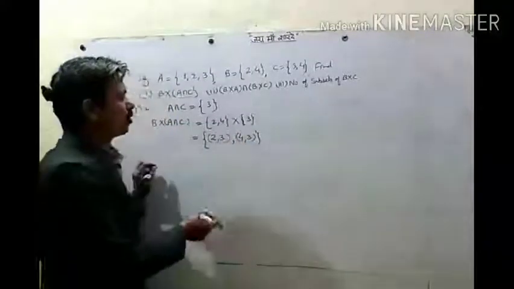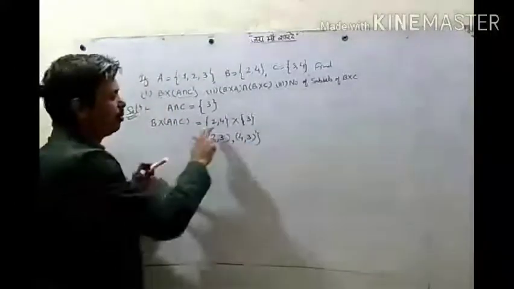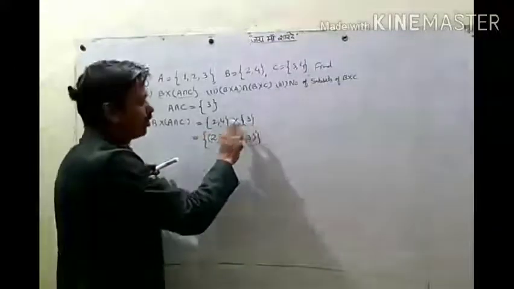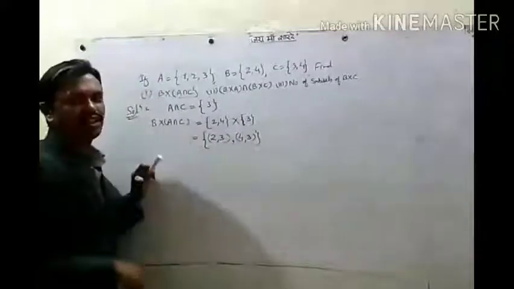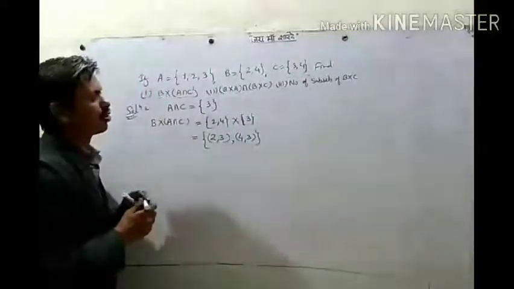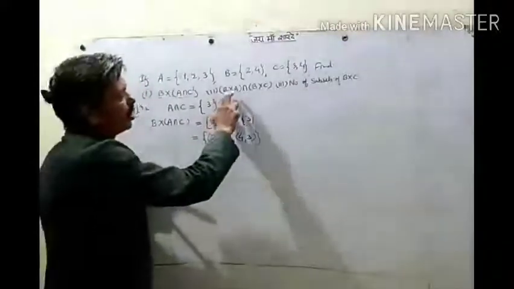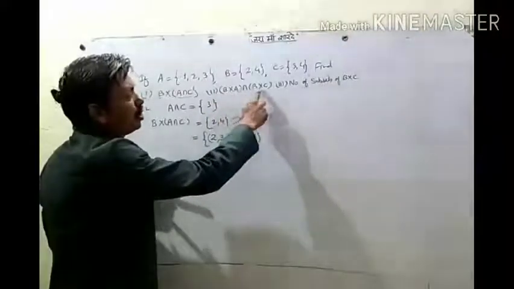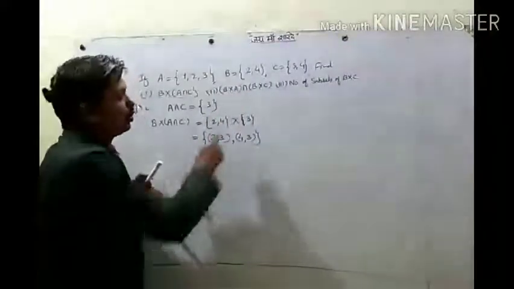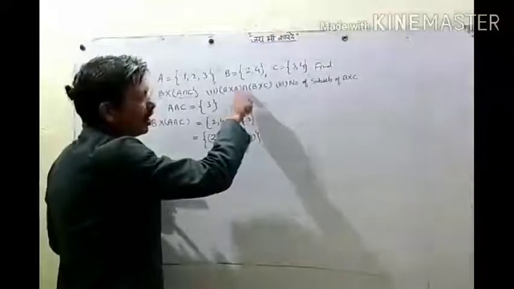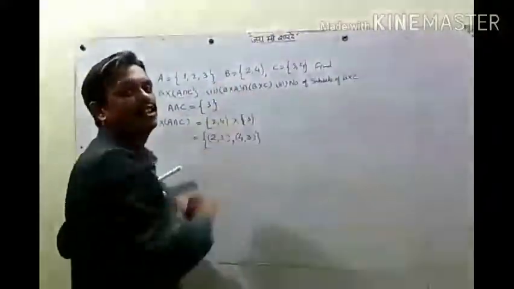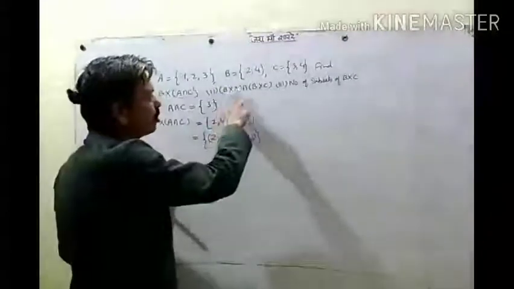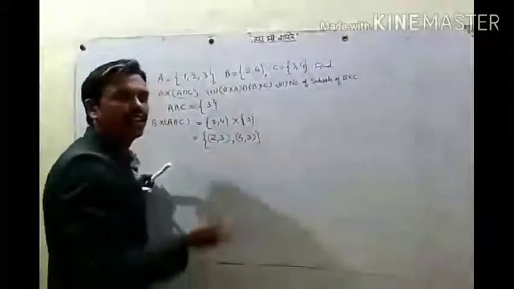ठीक है. So only two elements will be there. Here elements are 2, here element 1. So 2 into 1, 2. So 2 elements will be in this set. So this is the answer for first question. Then we need intersection of B cross A and B cross C. We need intersection. So first we need these sets. Then only we can find the intersection. If we don't have set B cross A and B cross C, how we can find the intersection?